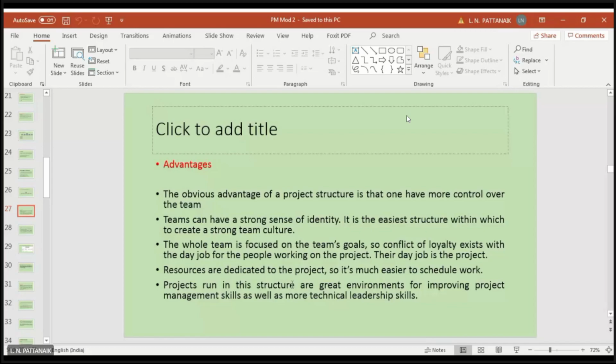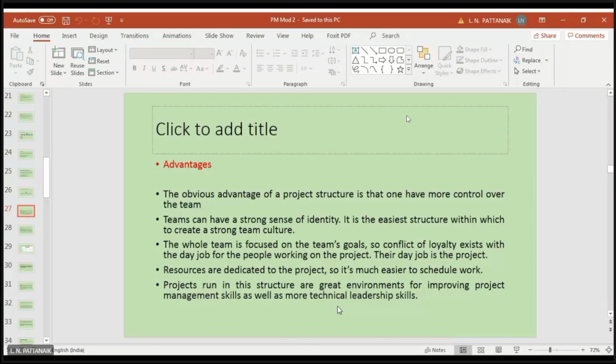So as you can see, there will be a complete sense of identity, and the whole team is focused on the team's goal, right? Isn't it? All the people try to make the movie a successful movie. All the people try to make the candidate who is taking your help win, right? That kind of psychology will be there among the whole team, because they all work towards some goal. That is project organization. So conflict of loyalty exists with the day job for the people working in the project. Their day job is the project. Resources are dedicated to the project, so it is much easier to schedule your work.